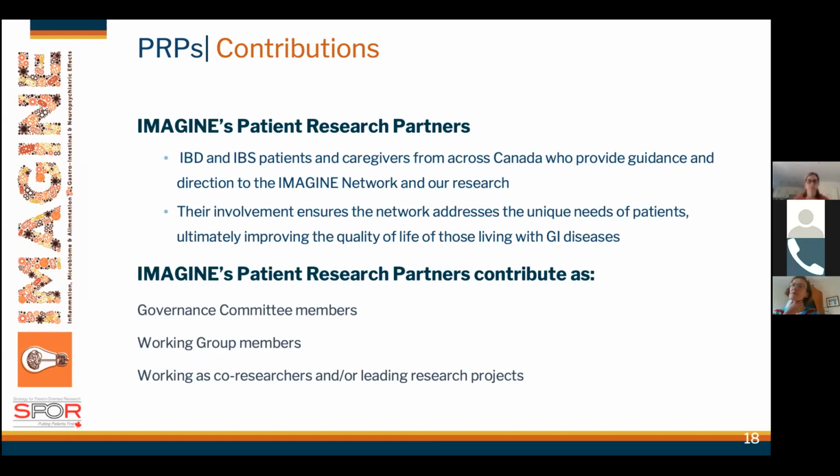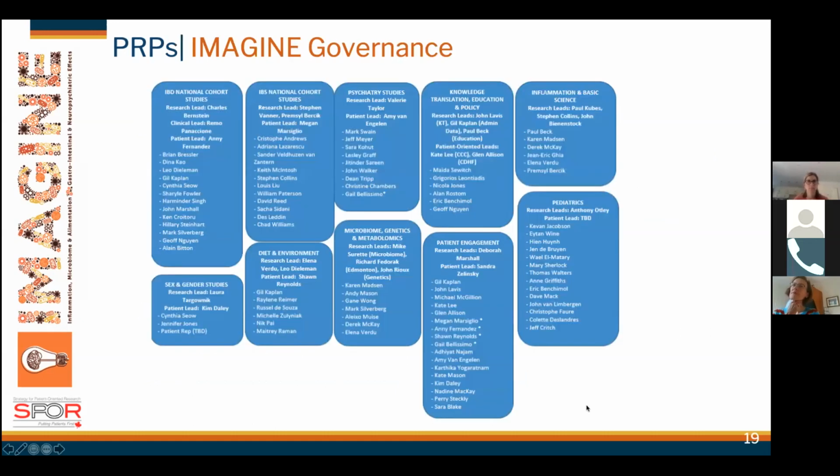So this is just a quick snapshot of what Imagine's governance looks like. We have patient partners embedded throughout all the working groups, including as patient co-leads. Also, just thought I would mention, we also do have a patient research partner included as an equal member of our external advisory board, which isn't on this governance chart.